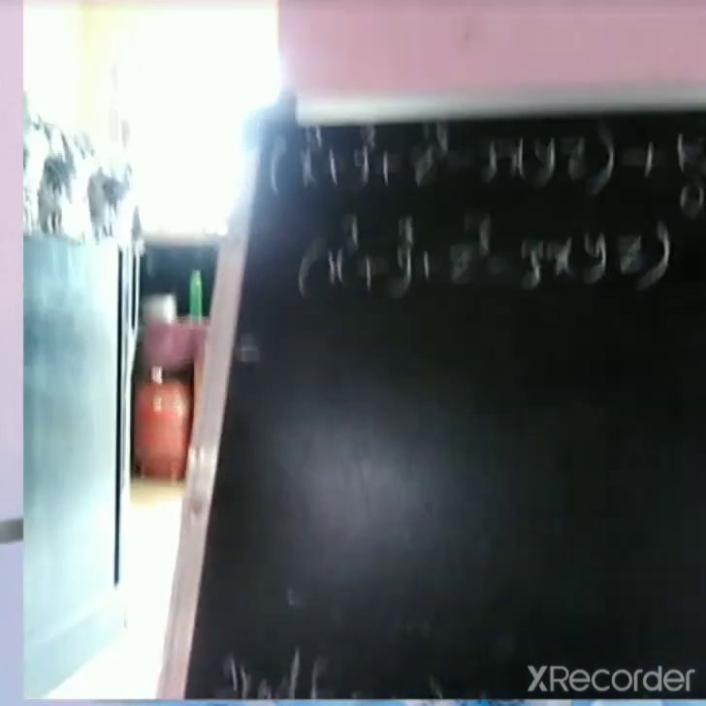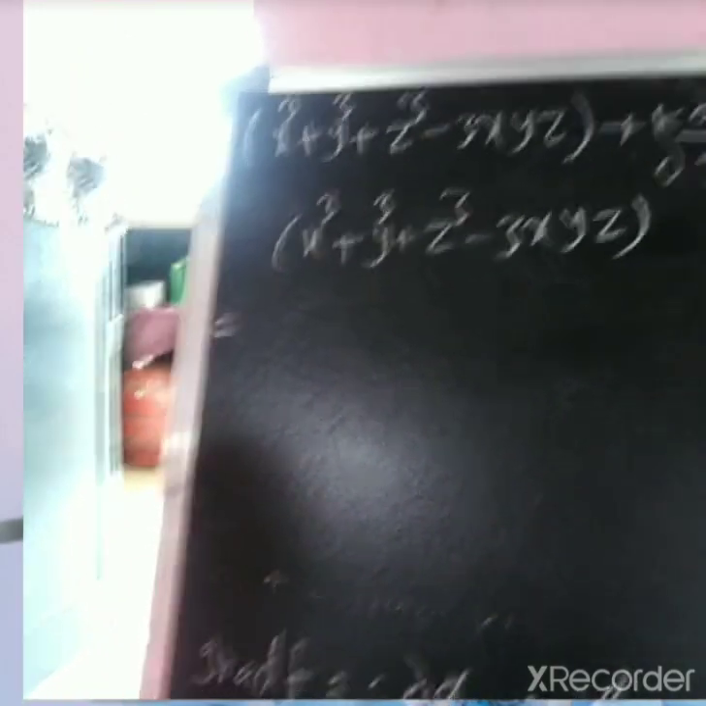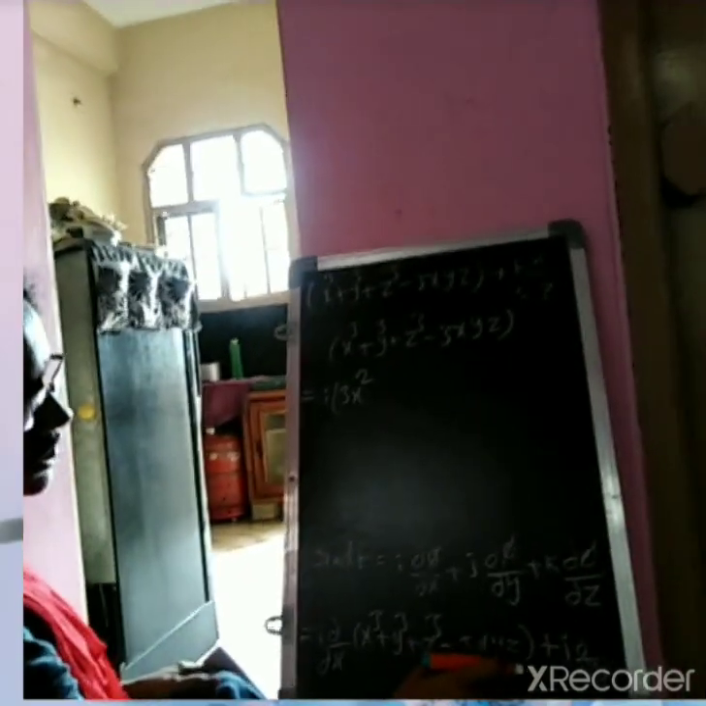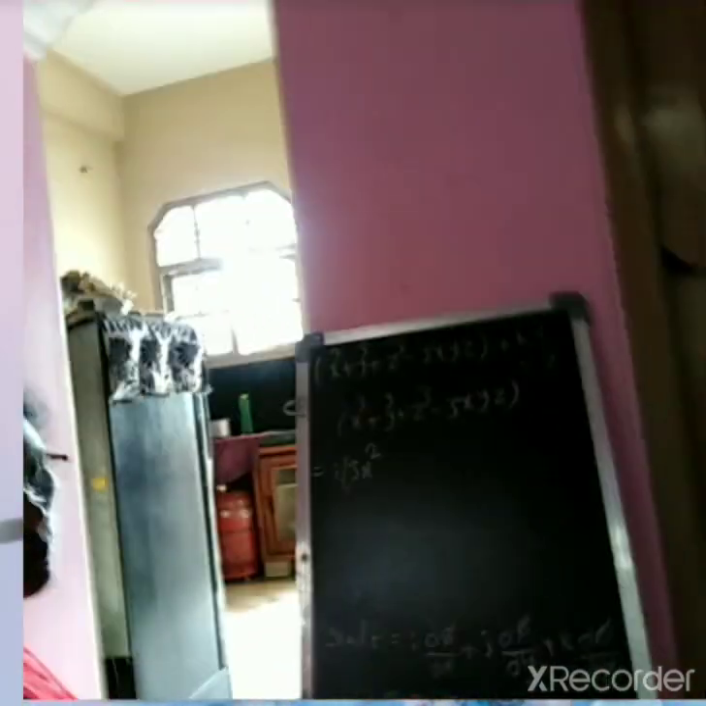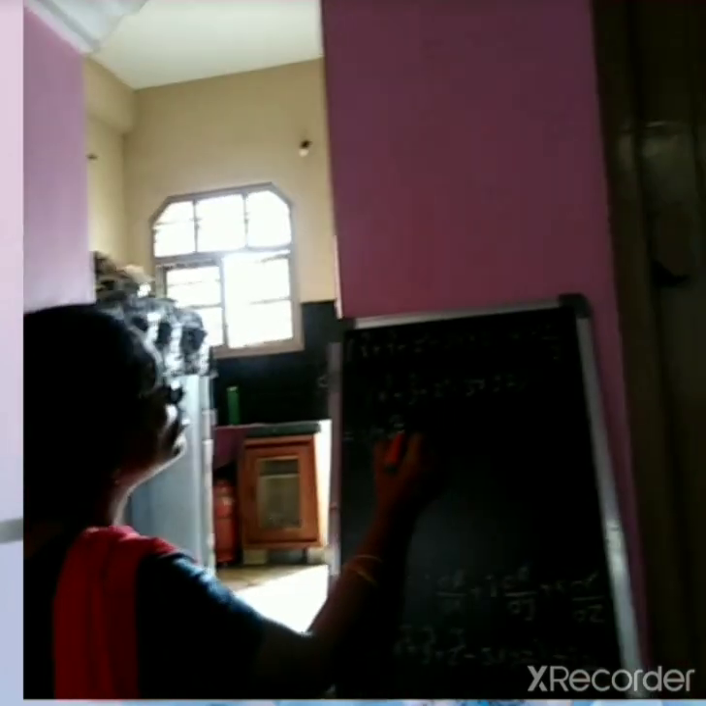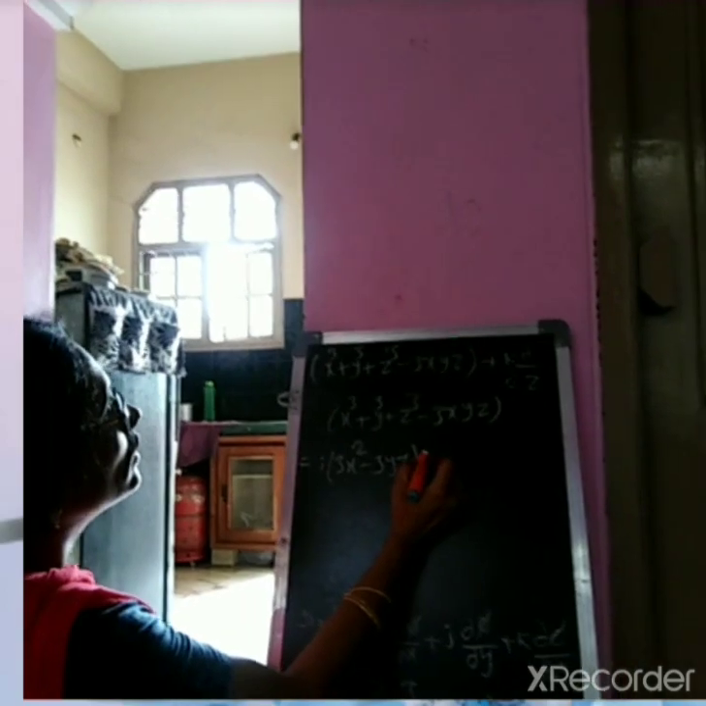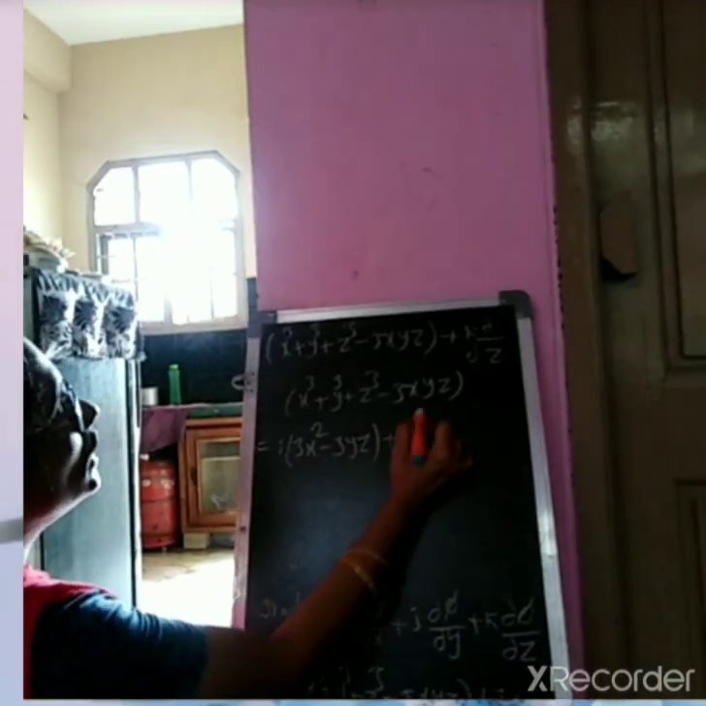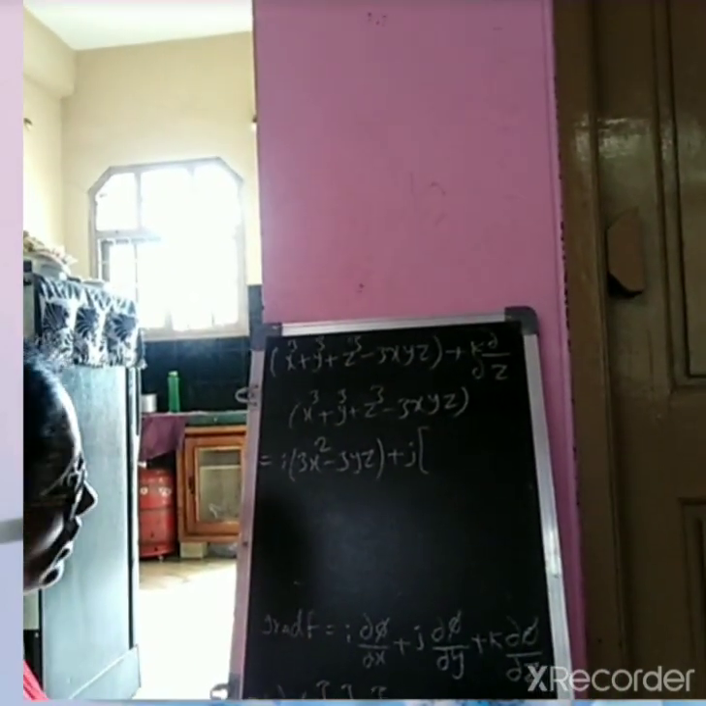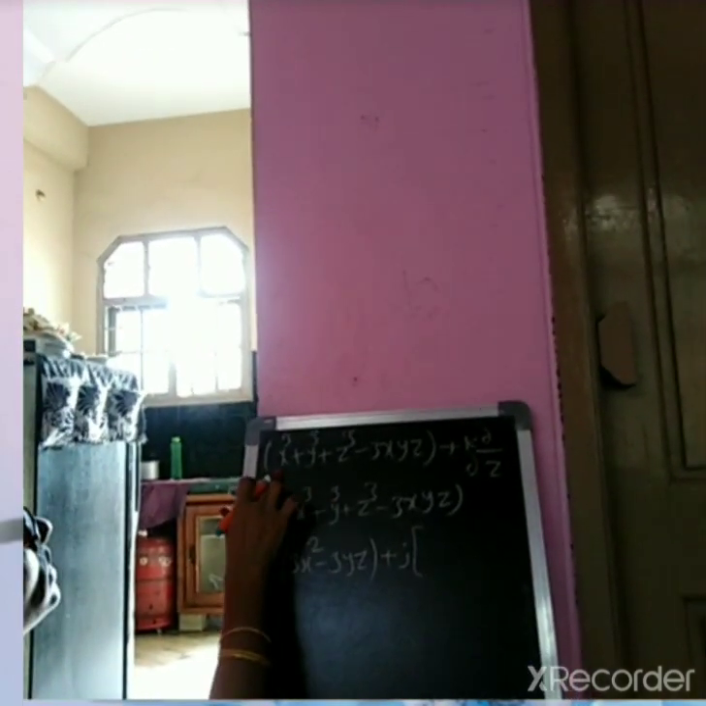So here we find the grad f value. ∂/∂x, with respect to x, x cube gives 3x square. Here y cube and z cube are 0, and minus 3xyz: here 3yz is constant and x with respect to x is 1. So minus 3yz.